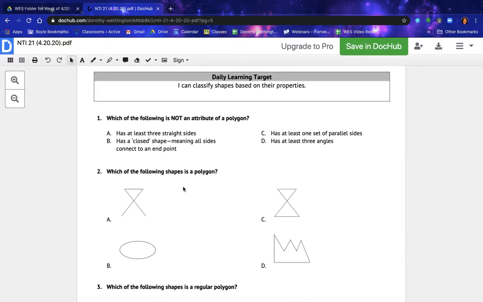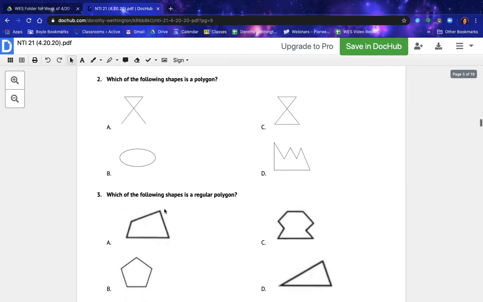Question 2. Which of the following shapes is a polygon? Question 3. Which of the following shapes is a regular polygon?